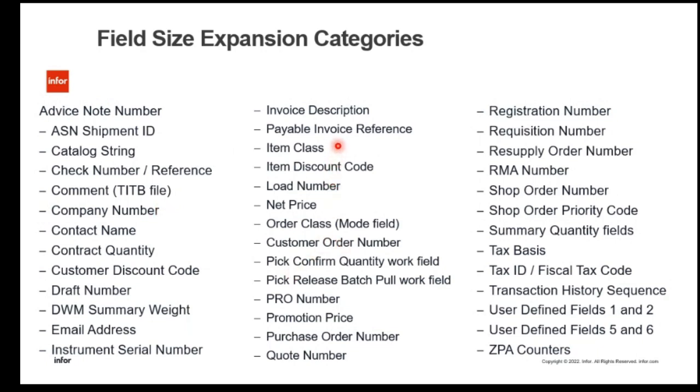You also see item class was another one. We heard a lot of people wanting that field expanded. But then you've also got a lot of your numbers, like draft numbers, quote numbers, and RMA numbers that we expanded as well. Purchase order number is a big one there that people wanted expanded so they didn't have to roll that number over as they did more transactions.